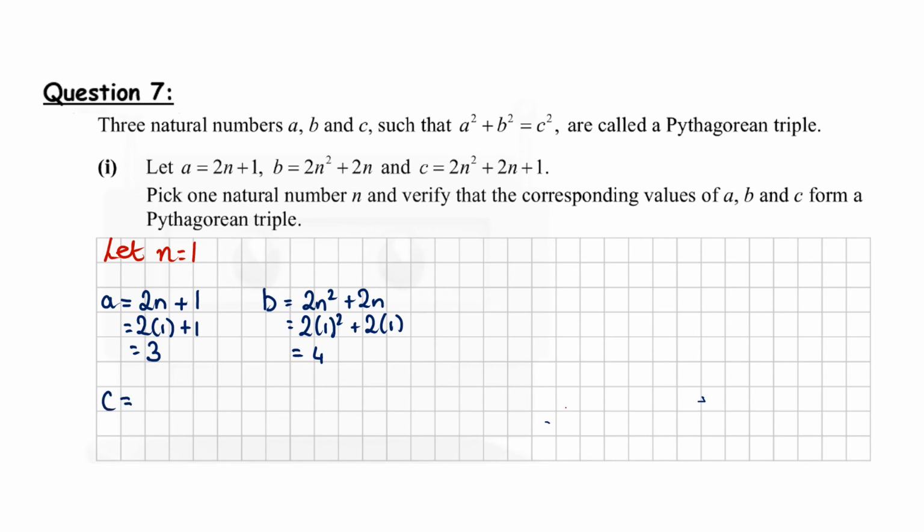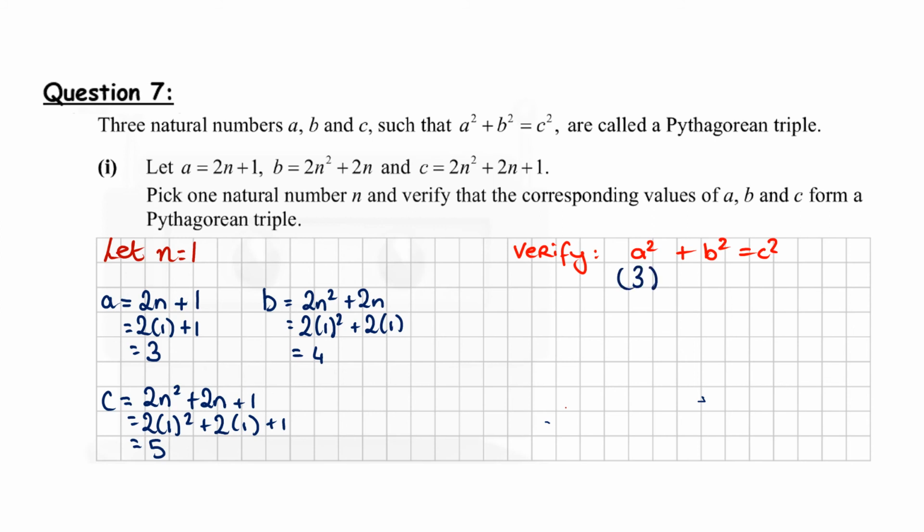And then for c, we have 2n squared plus 2n plus 1. So that is 1 squared plus 2 times 1 plus 1, and that gives us 5. So we want to prove or verify. So they want to verify a squared plus b squared equals c squared. So let's take a look. So a is 3, so if I square that, plus 4 squared equals 5 squared.